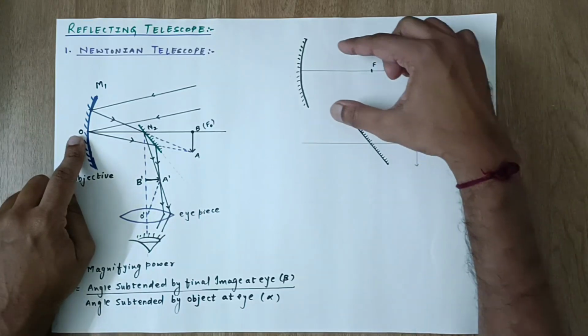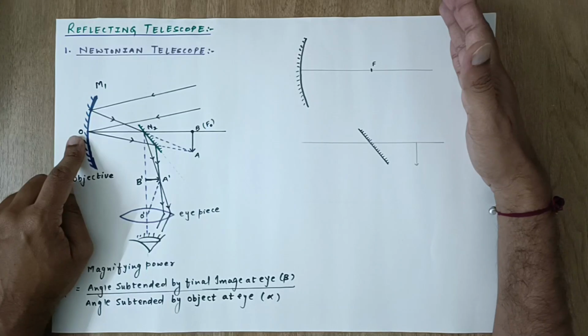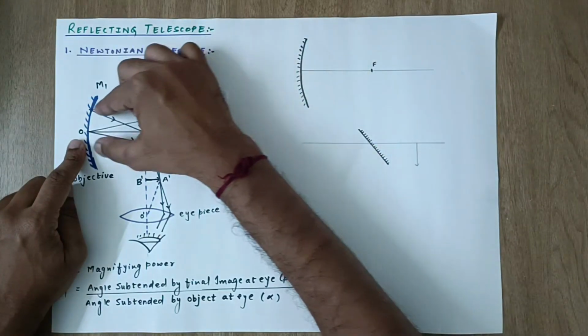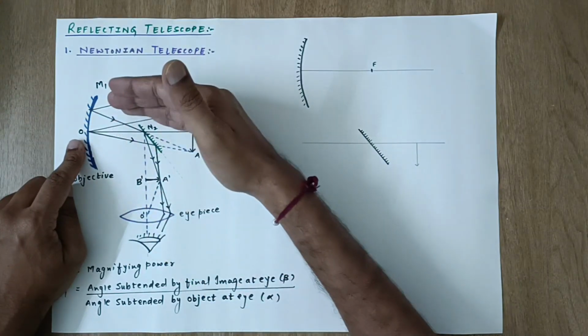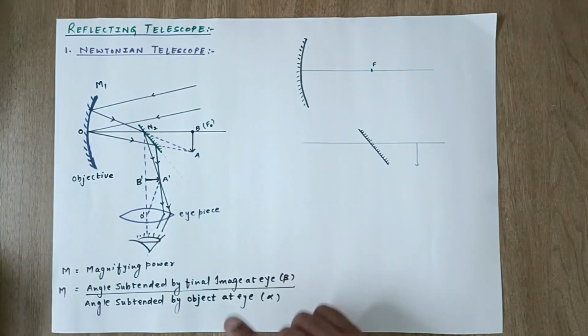Since the object is at infinity, like the sun, moon, and other heavenly objects, the light coming from it is parallel. Parallel rays meet at the focus of this lens. Now gradually, step by step, we will try to understand how the image is formed, and then we will land on the magnifying power.